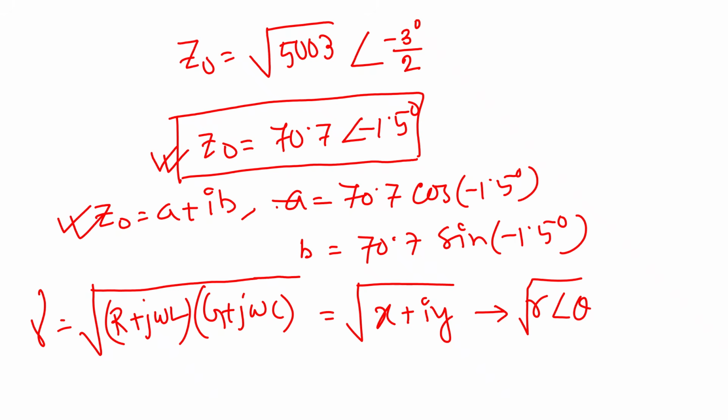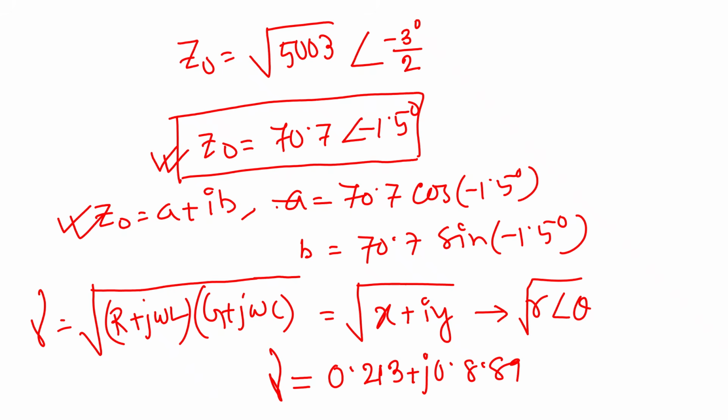I'm just noting down the final value of gamma here for your comparison. You can do the calculation on your own and compare. It will be 0.213 plus j 0.889. This will be my final value of gamma.